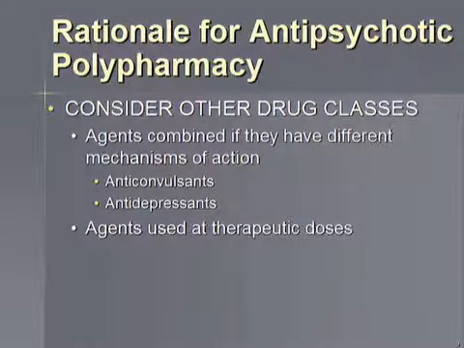Antidepressants, we don't combine two SSRIs. We combine two antidepressants with different mechanisms of action, again, using them at therapeutic doses. So if one thinks about polypharmacy in a given class of treatment for any CNS condition, what one finds is that these are the two broad principles: different mechanisms of action, you use them at therapeutic doses.